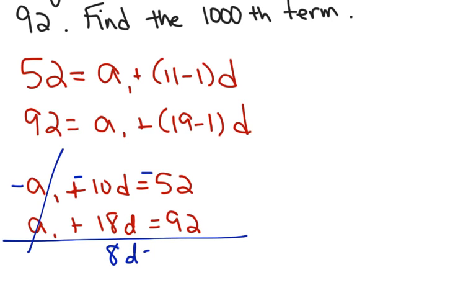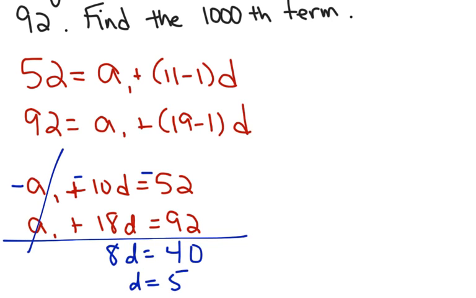And then it makes solving the problem relatively easy. If I multiply the first equation by negative 1, the a sub 1's cancel, I add them together, I get 8d is equal to 40, so d must be 5. So each consecutive term is going up by 5.